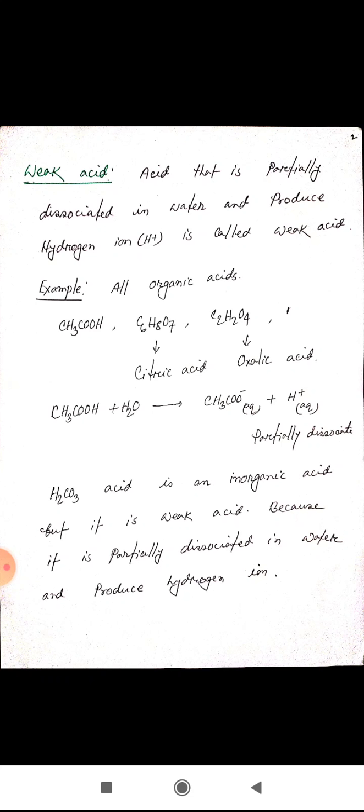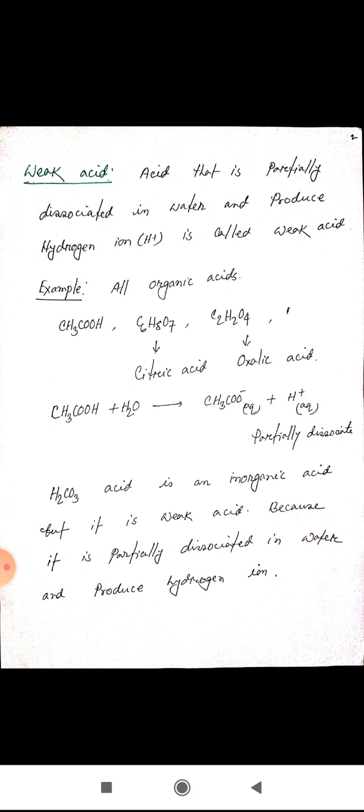For example, normally all organic acids are weak acids, because unlike inorganic acids they cannot be completely dissociated in water. So that will be a weak acid. For example, acetic acid or ethanoic acid. The chemical formula of ethanoic acid is CH3COOH.